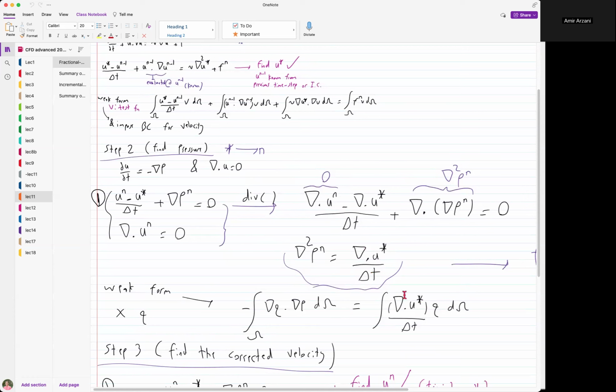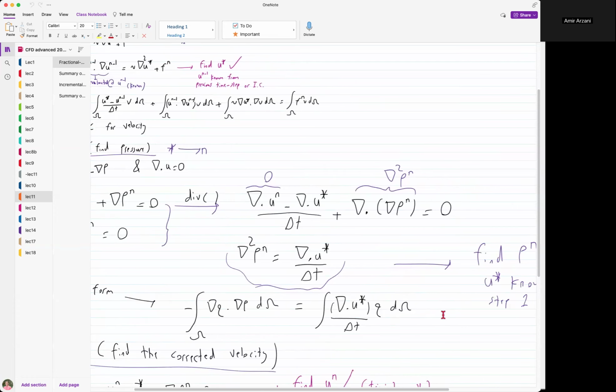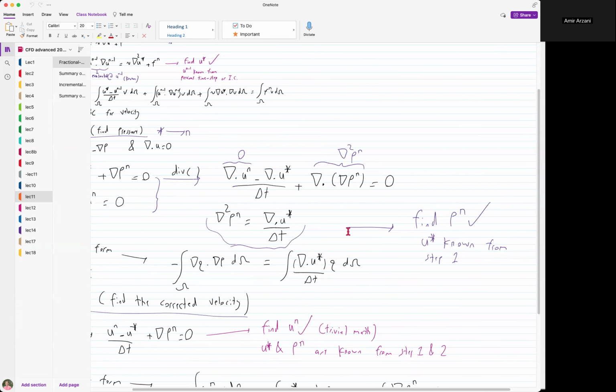And the weak form, you multiply both sides by Q. Q is a scalar test or weight function corresponding to pressure. You multiply both sides by Q. This is the Poisson equation that we've already worked on earlier in this course. You just do integration by parts here. That gives you this minus sign, and you give the derivative from P to Q, which you multiply this term by. And the right-hand side is just a source term. You just leave it as it is. So now in this step, you find Pn.